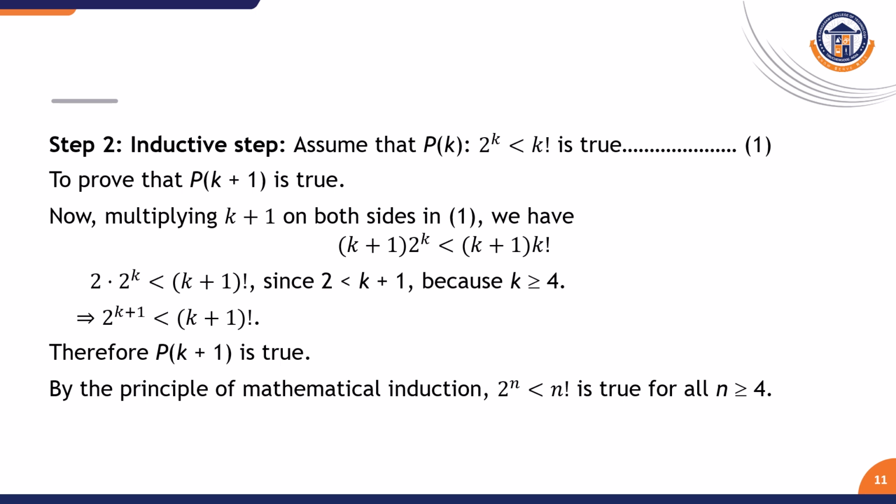So by using the principle of mathematical induction, we prove the given one: 2 power n is less than n factorial.